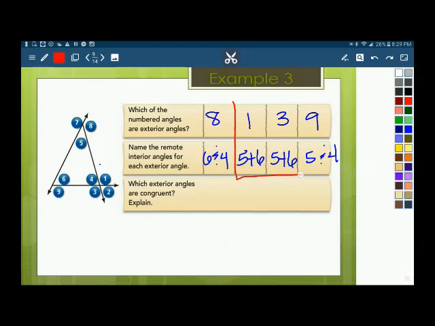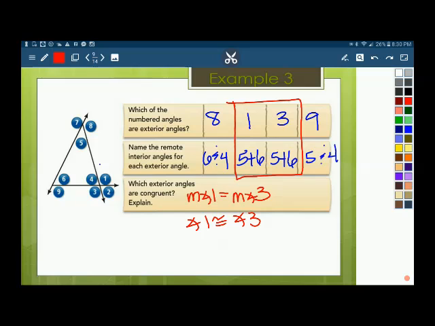And as a little extension, it says which exterior angles are congruent and explain. I can definitely see some similarities between angle 1 and angle 3. Okay, the measure of angle 1 is equal to the measure of angle 3, or angle 1 is congruent to angle 3. You could write that either way. I can tell because it has the same remote interior angles.